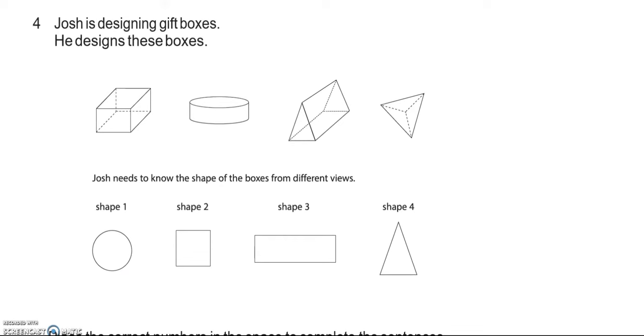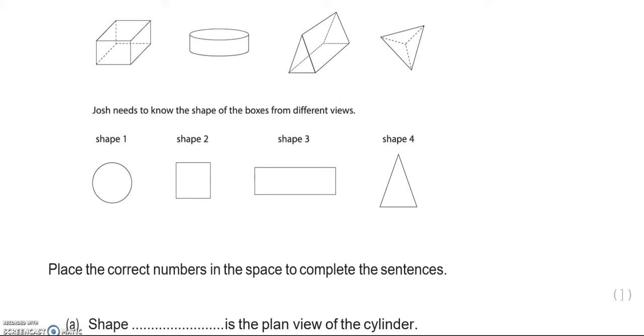Josh is designing gift boxes. He designs these boxes. Josh needs to know the shape of the boxes from different views. Place the correct numbers in the space to complete the sentences. So which shape, 1, 2, 3 or 4, is the plan view of the cylinder. So if you look at the cylinder from the top, what are you going to see? You're going to see a circle, which is shape 1.